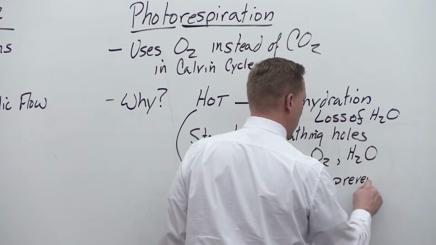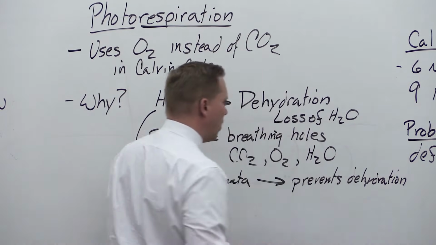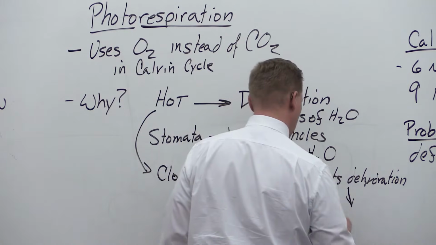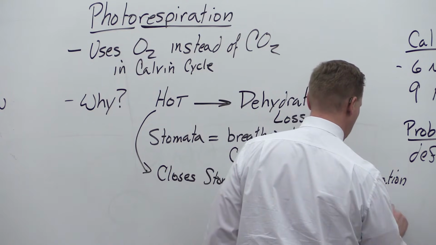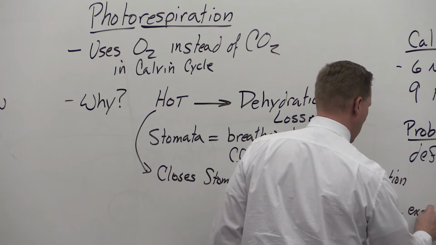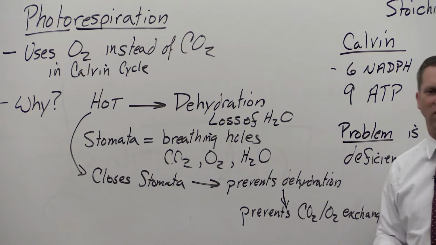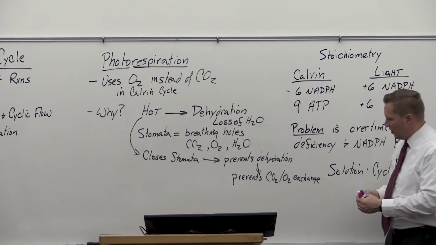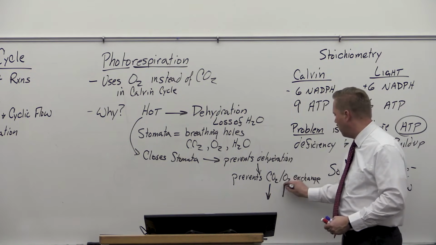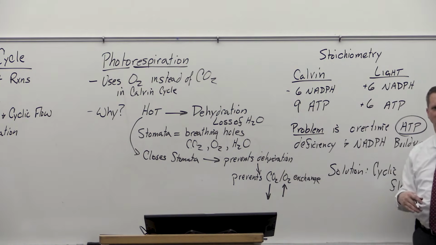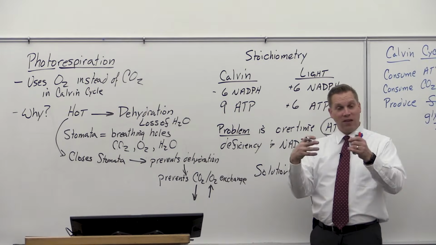So this prevents dehydration. The problem is that it also prevents gas exchange, CO2, O2 exchange. And so as the Calvin cycle and the light reactions start to happen, then the CO2 levels, they're being consumed, so CO2 levels go down, and the oxygen levels, remember in the light reactions, we produce oxygen by splitting water. So oxygen levels go up, CO2 levels go down inside the chloroplast.